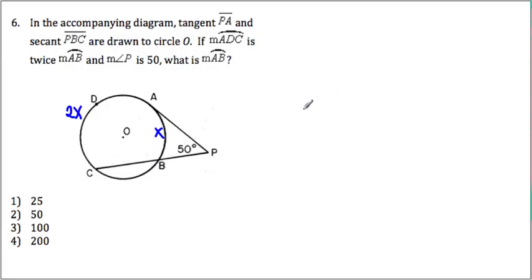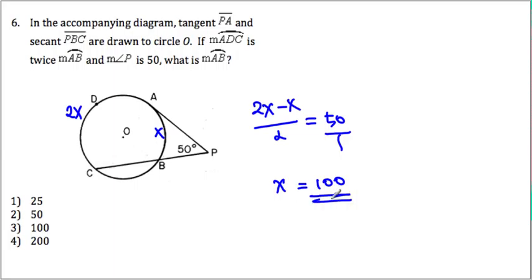One thing we can calculate is (2x minus x) over 2. This is the formula for finding the angle formed by secant lines or secant and tangent lines. It has to be equal to 50. Then, putting it over 1 and cross multiplying, we end up getting x, because 2x minus x becomes x, must be equal to 100 degrees. So therefore, C becomes our answer.